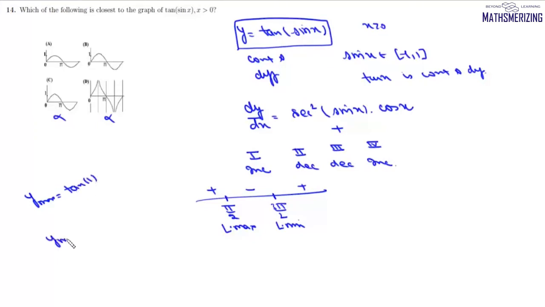And its minimum value will be tan minus 1. Now we have to find whether tan 1 is greater than 1 or less than 1. Now we know that 1 is greater than pi by 4. So tan 1 will be greater than tan pi by 4, and tan pi by 4 is 1. So its maximum value will be greater than 1, and its minimum value will be less than minus 1. So this B, it appears that this value is greater than 1. So the graph which is closest to the graph of tan of sin x is this option B.